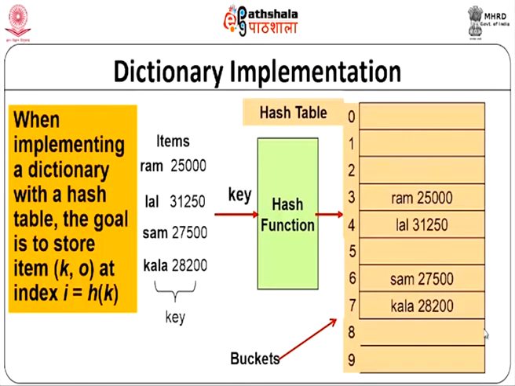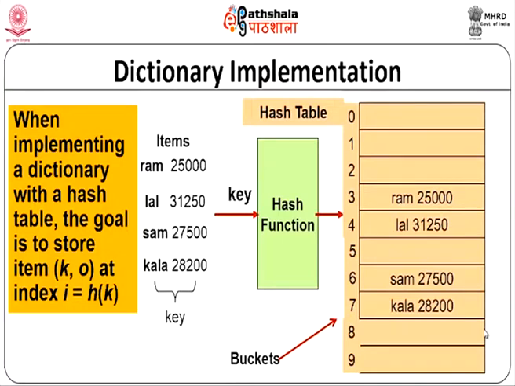So, here let us understand what we mean by this. We will take a dictionary as an example because that is a direct understanding you can have of a hash table. When implementing a dictionary with a hash table, the goal is to store the item, where k is the key and o is the object, at an index. The index is determined as i, which is nothing but the hash of the key. So, you have an object, you have a key associated with the object, and that key is hashed using a hash function. Let us assume the items given are Ram, Lal, Sam and Kala, with key values as some 20, the key values are given there.